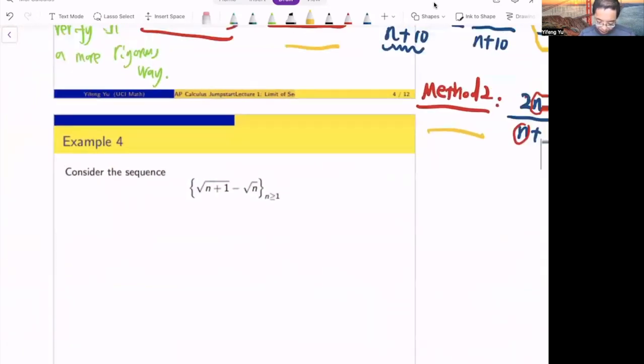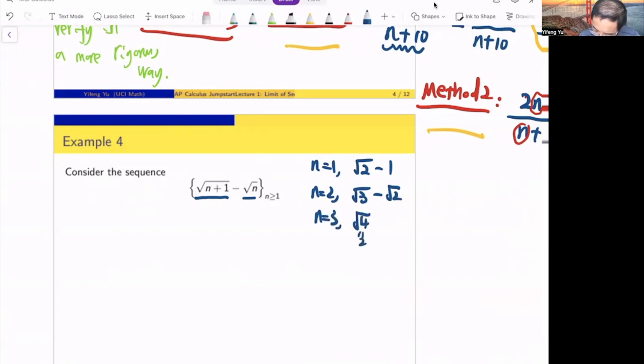Now, example 4. Here, look at this sequence: the square root of n plus 1 minus the square root of n. This is even less obvious than the previous one. When n equals 1, it's just square root 2 minus 1. When n equals 2, it's square root 3 minus square root 2. When n equals 3, it's square root 4, which is 2, minus square root 3. Then we try to find the long-term trend. Of course, you could just use a calculator to find the square roots and try to see the trend.